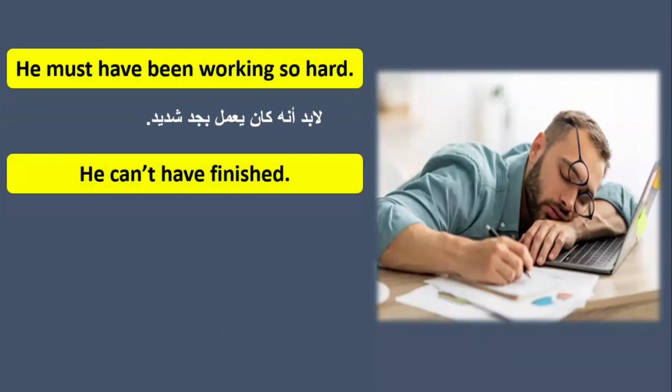He can't have finished. How do I know? How do I show you that I'm sure? By using the verb can't, and because also in the picture you can see that he was in the middle of writing something and he stopped because he fell asleep. لا يمكن أن يكون قد انتهى.